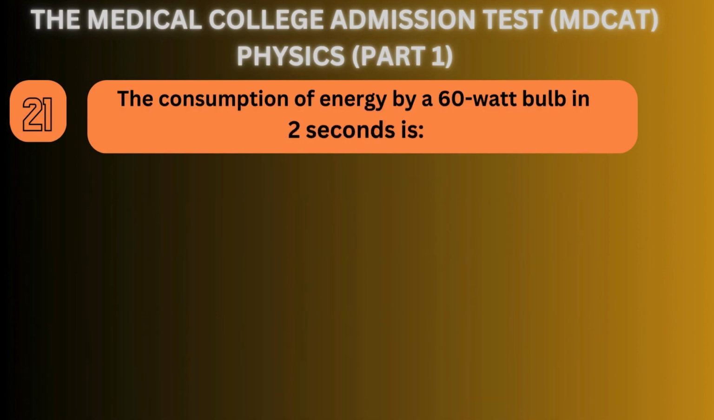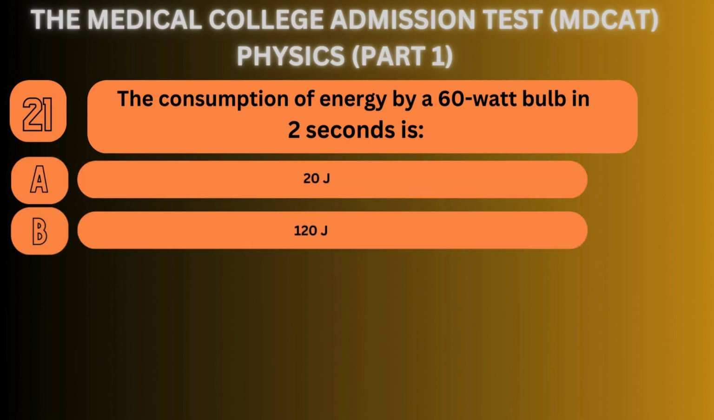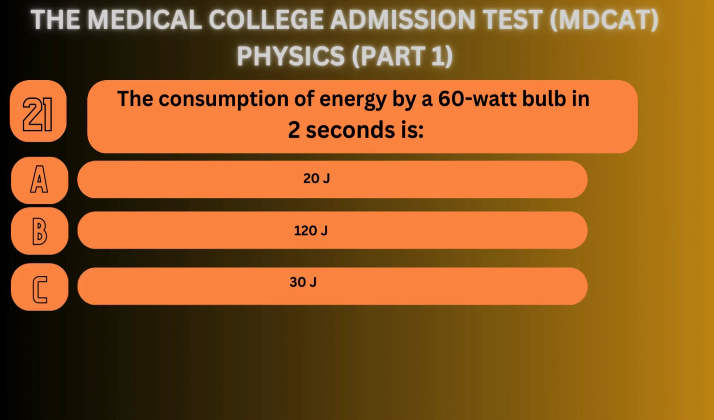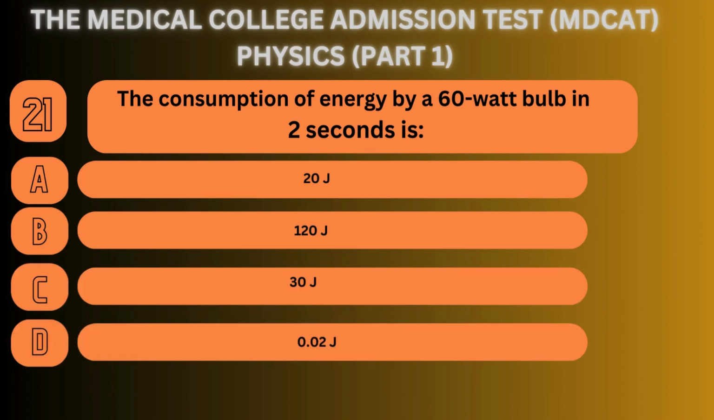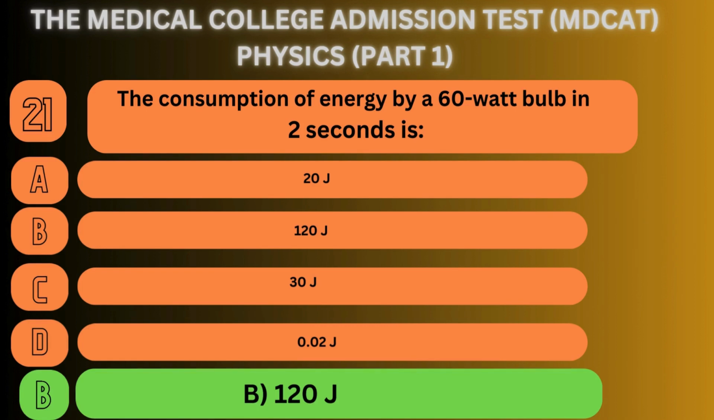Question number 21. The consumption of energy by a 60-watt bulb in 2 seconds is, option A, 20 J, option B, 120 J, option C, 30 J, option D, 0.02 J. 5, 4, 3, 2, 1. Correct answer is B, 120 J.